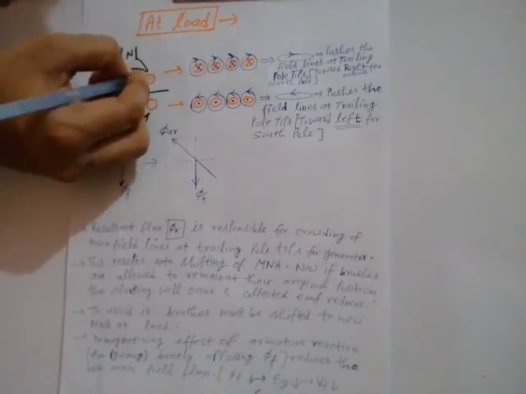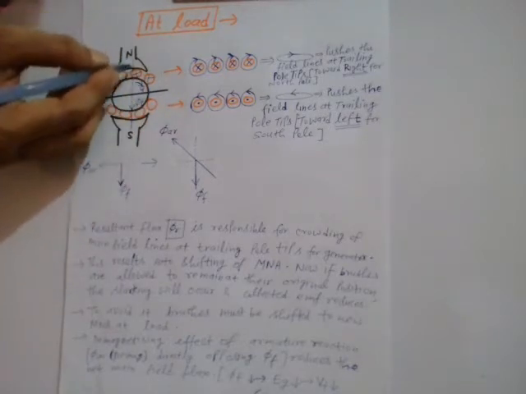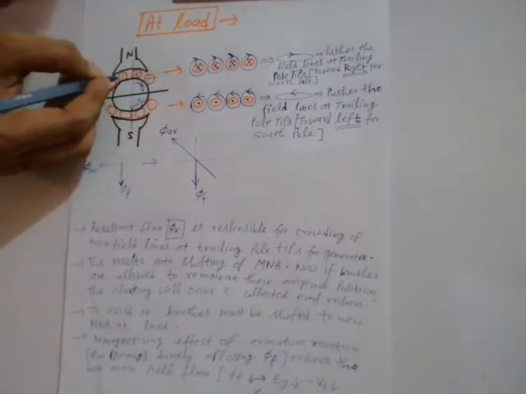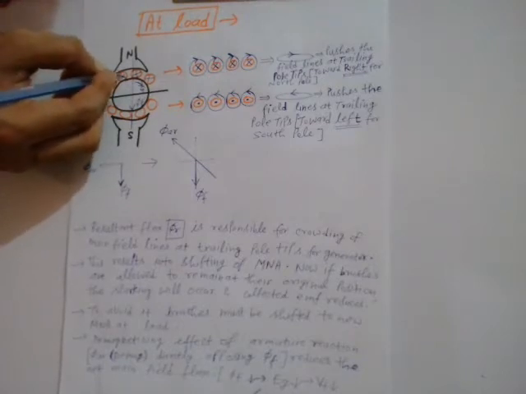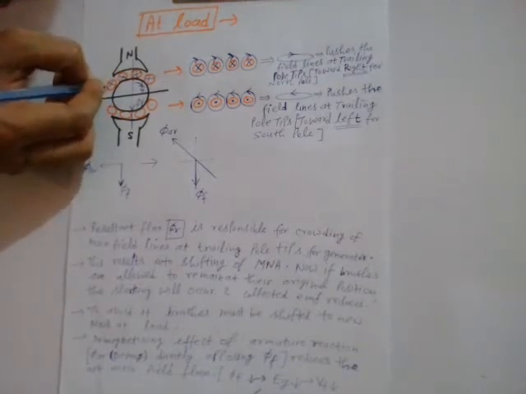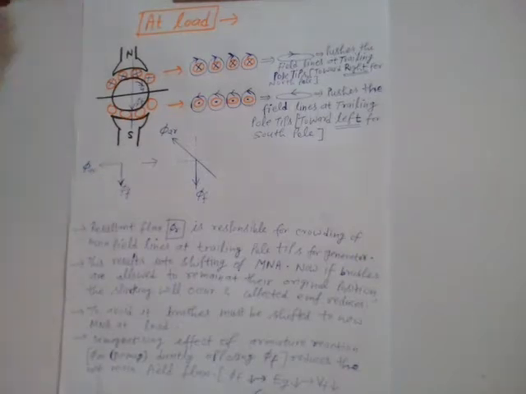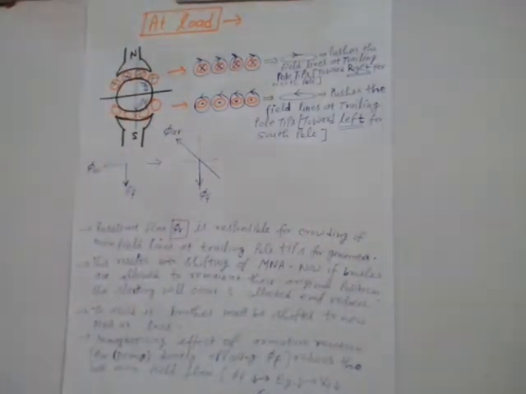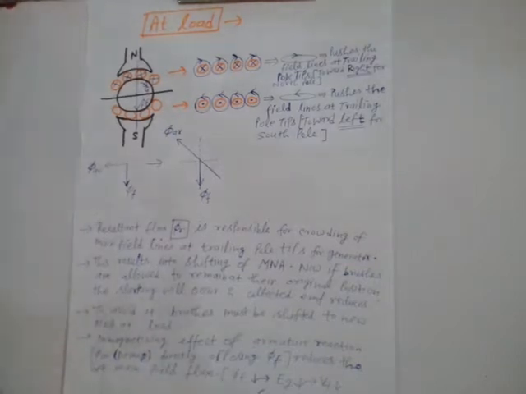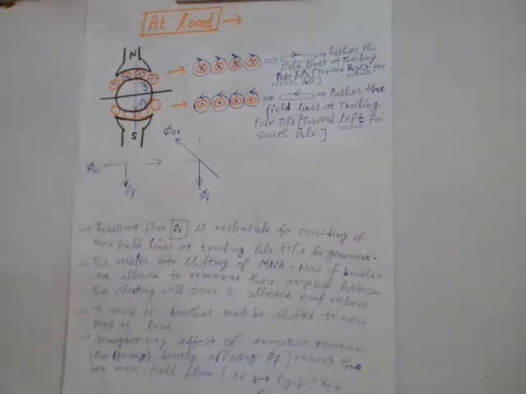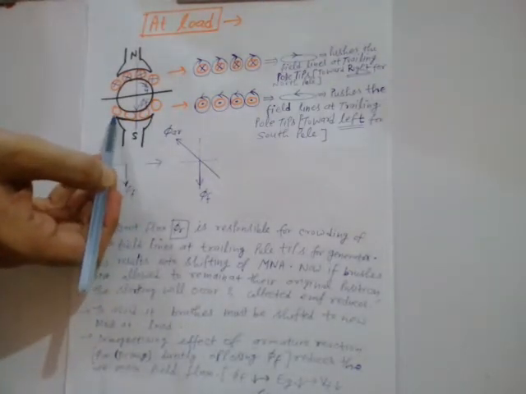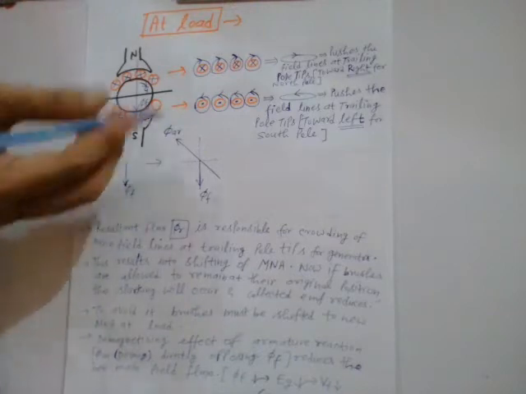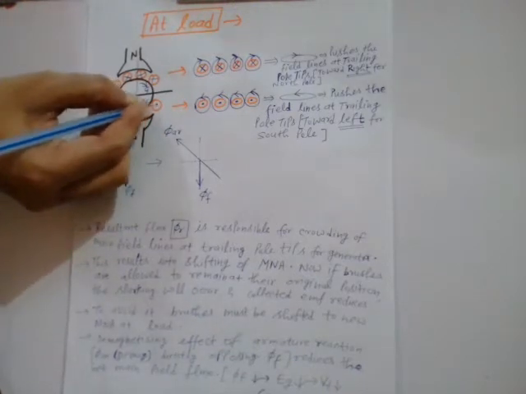Likewise, for all the rotor conductors which are under the influence of this north pole, it will be cross, right? Like this you can apply Fleming's right hand rule. Now if you apply the same Fleming's right hand rule to determine the polarity of these lower rotor conductors which are under the influence of south, then you will get dot, just opposite.